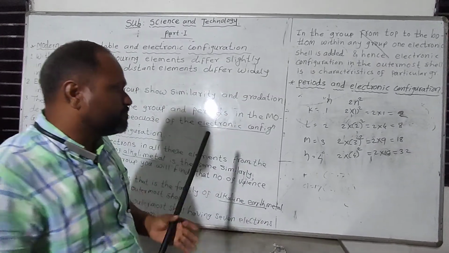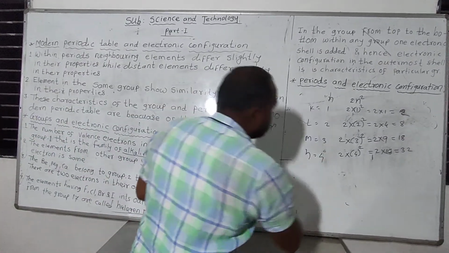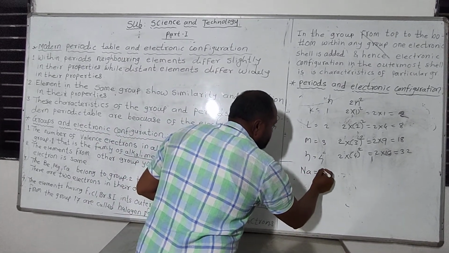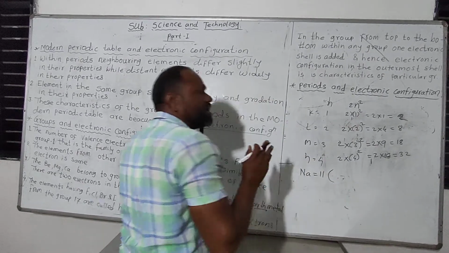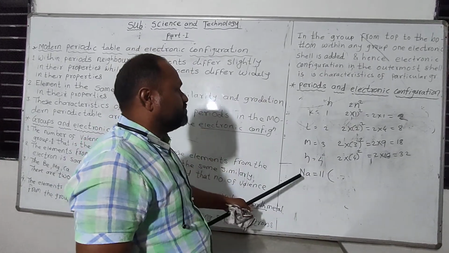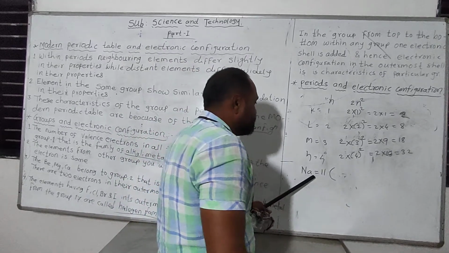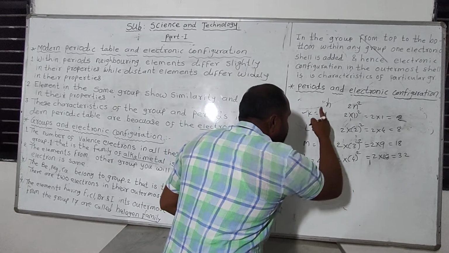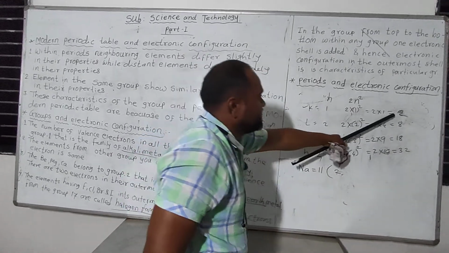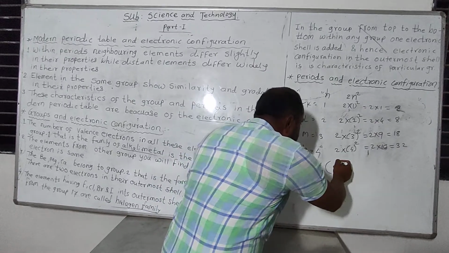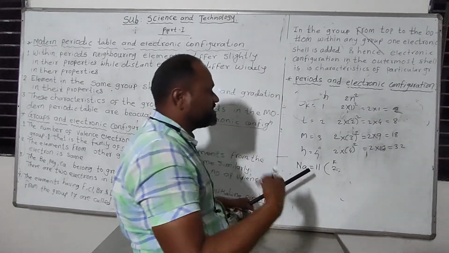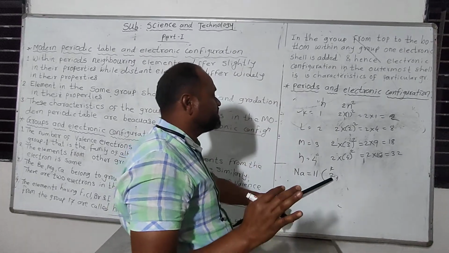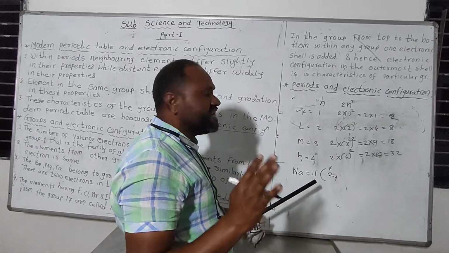For example, we have to write the electronic configuration of sodium, which has atomic number 11. So 11 electrons are present in the sodium atom. The first cell is K, having capacity 2. We first put 2 electrons in the K cell. 2 are in the K cell, so 9 electrons remain.